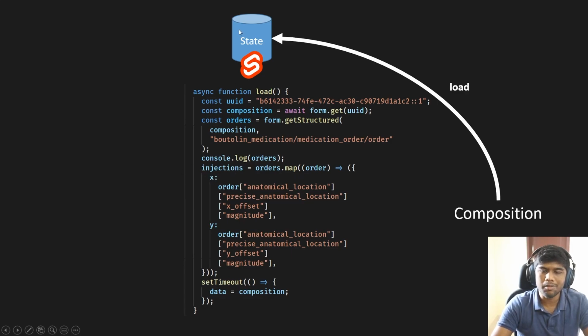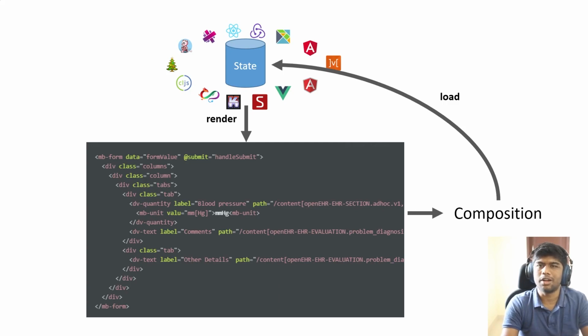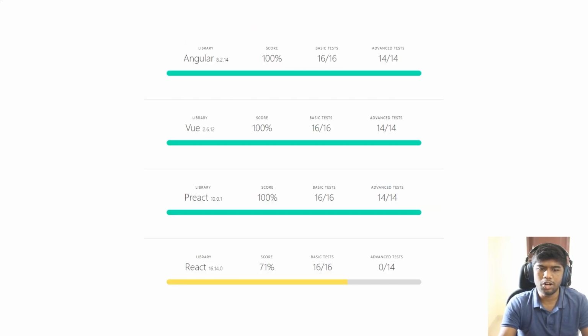And once you set that, we have the state, right? So state directly renders that out to our UI. And all of these things like anatomical location, precise anatomical location, X offset magnitude, all of these can just be copied and pasted using the copy ID of the Medblocks UI extension. And you can use any framework actually. It need not be Svelte. All of these frameworks support loading a state and rendering things. Angular, Vue, Preact all support it fully. React doesn't because it's just weird like that. So don't use React if you want to use this.